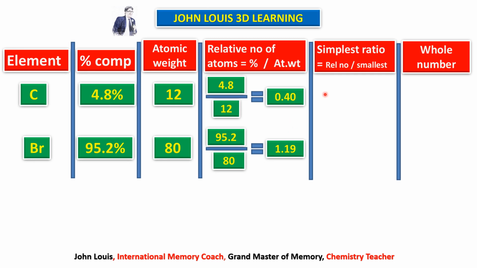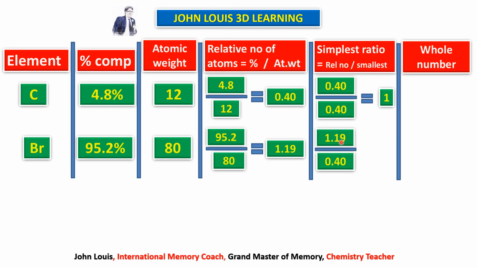Therefore to find out the simplest ratio, we have to divide this relative number of atoms by the smallest relative number. 0.40 divided by 0.40 will be equal to 1. And 1.19, that is 1.2, divided by 0.4 will be equal to 3. Suppose you correct it to 1 decimal, that will be exactly equal to 3. Suppose you get 2.98, and if you correct it to the whole number, what I told you, if it is 2.9, you can correct it to the next whole number 3. And this is already exactly a whole number 1.